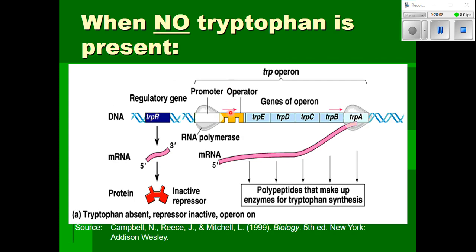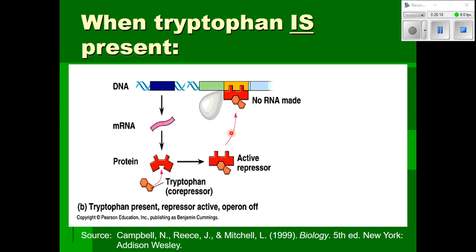Let's go back and look at this. Remember, the operator is the on-off switch. It's right here. It's in between the promoter and the rest of the operon. Well, when tryptophan is present, it binds to the repressor protein, switches the repressor protein to its active form, and that active repressor will physically bind to the operator. Now, that's a big deal, because when RNA polymerase tries to move from the promoter down here to transcribe these genes, it can't. There's a roadblock. It physically is blocked by this active repressor. It cannot move past that repressor protein.